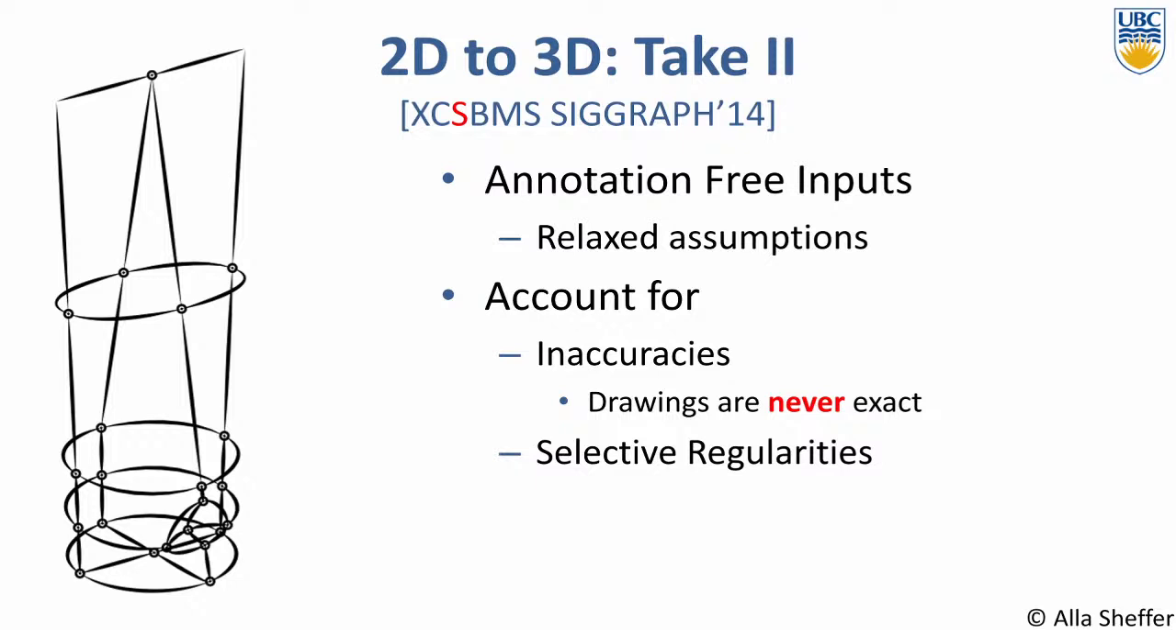Your perspective is always going to be distorted. When an artist aims to draw two parallel lines, they'll never be exactly parallel. When an artist draws two lines which in 3D are supposed to be orthogonal, there is no exact perspective transformation which will make them orthogonal. Drawings are never exact, and regularities are selective. Some curves may be orthogonal, some may not be. Some curves may be planar, others are not. So we need to handle all of those ambiguities.